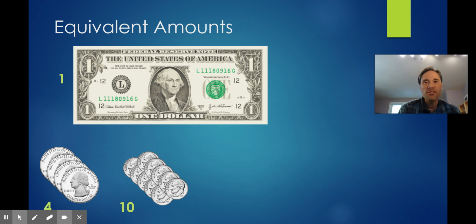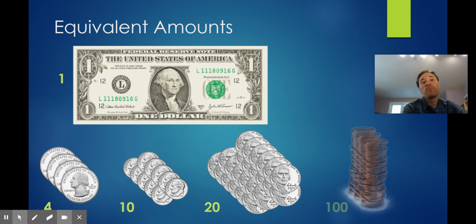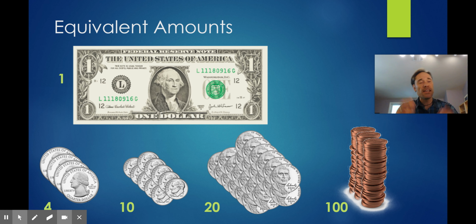And 10 dimes is also equivalent to 4 quarters, which is equivalent to $1. All of them have the same value, even though the numbers 1, 4, and 10 are not the same. Nickels are 20 and pennies are 100, right? Each of these amounts are equivalent in value, even though those numbers are not the same. So 1 equals 4 equals 10 equals 20 equals 100. Those are all equal if you put in the correct units to say those equivalent values. So $1 equals 4 quarters. I'm adding on the unit to the end of it, and then we can say those things are equivalent.